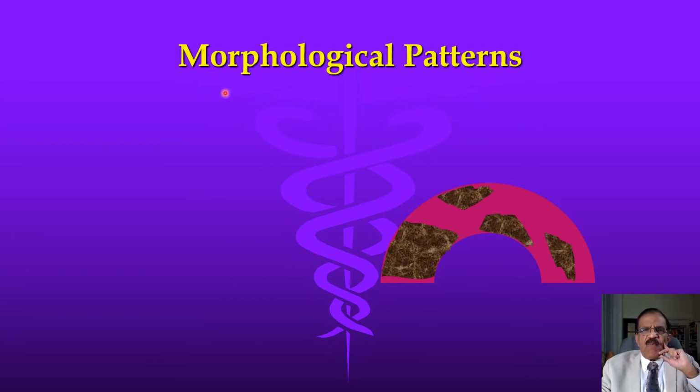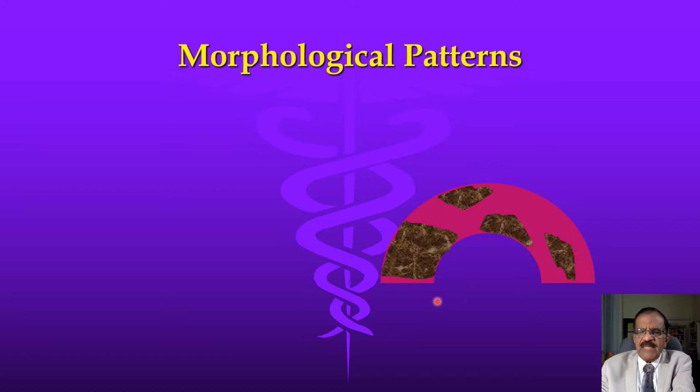Now, there are some morphological patterns which develop. I have tried to draw a full thickness myocardial infarction. This one is full thickness infarction. These three are non-full thickness infarction. This may be called subendocardial. This may be called subepicardial. This may be called endomural or intramural, but we do not use these terms anymore. We use the term non-full thickness infarction.